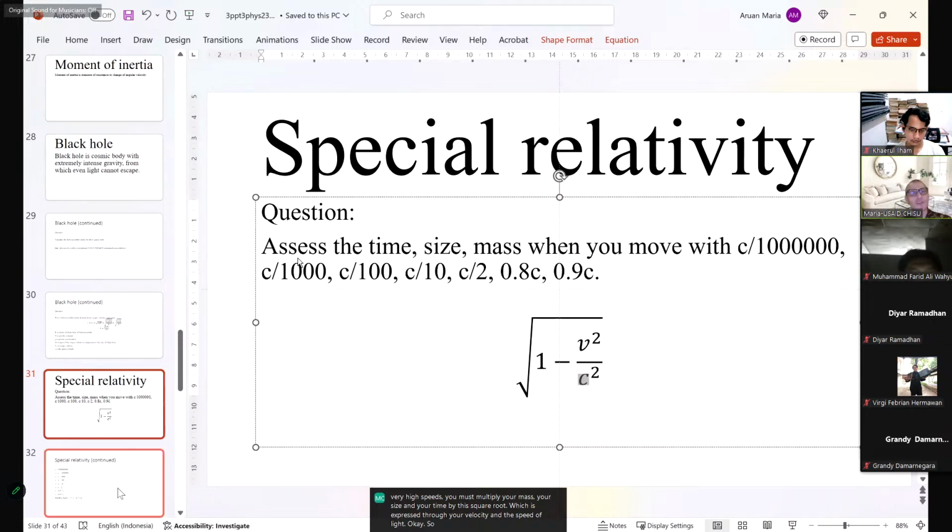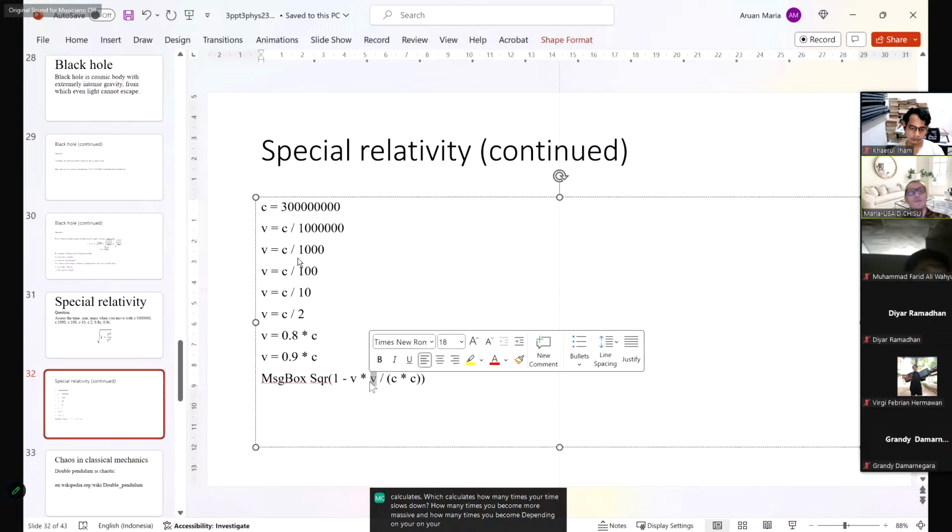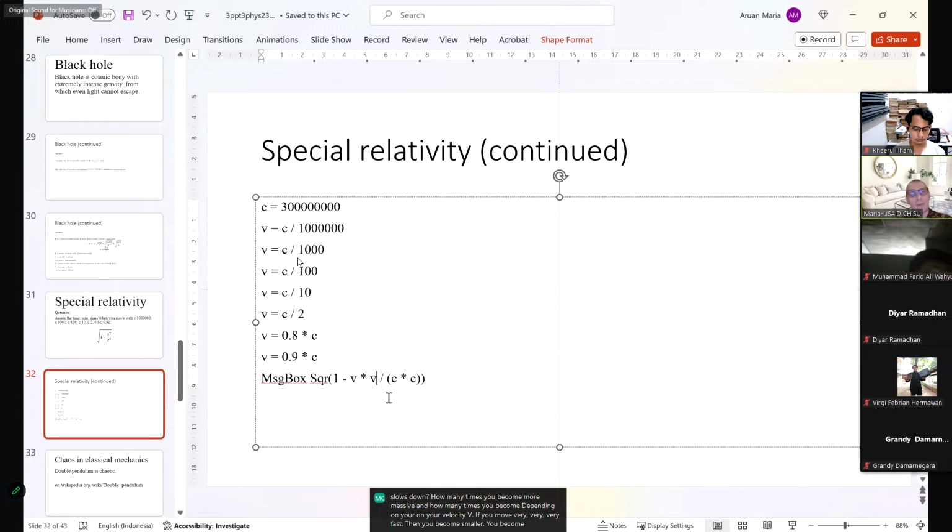So here, this is a simple code which calculates how many times your time slows down, how many times you become more massive, and how many times you become smaller, depending on your velocity v. If you move very, very fast, then you become smaller, you become more massive, and your time slows down.